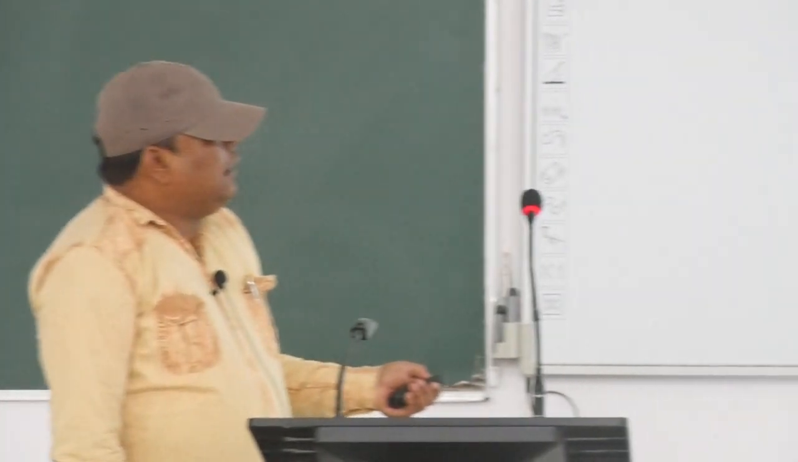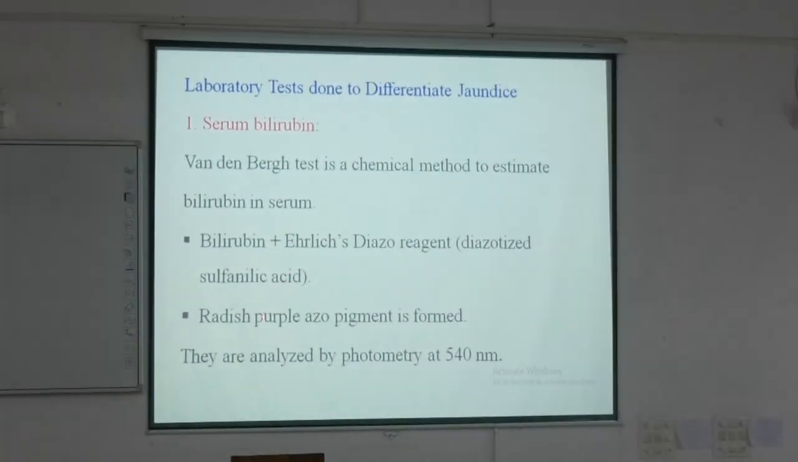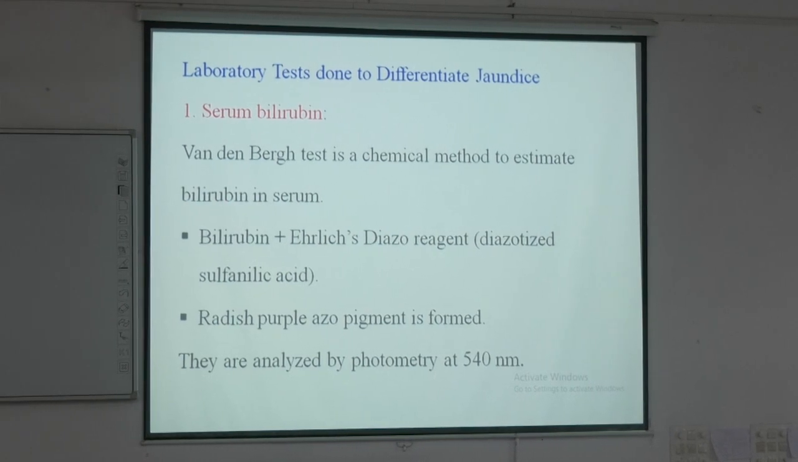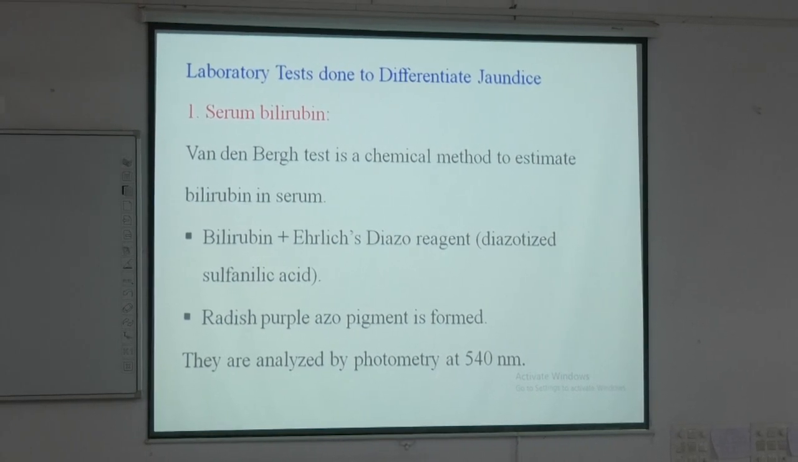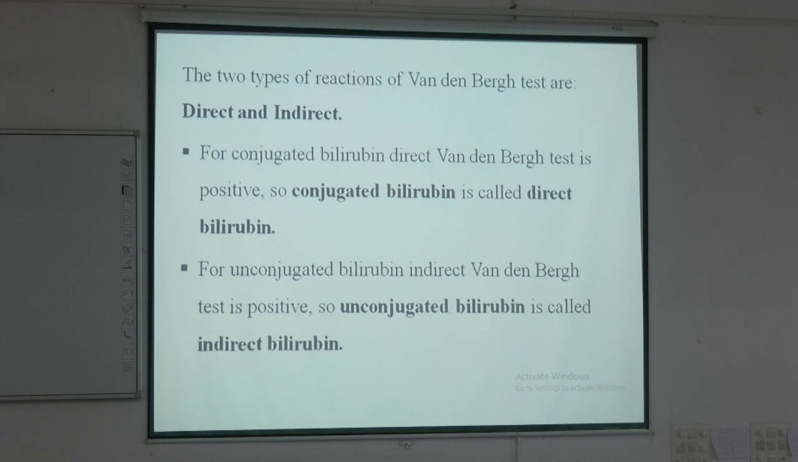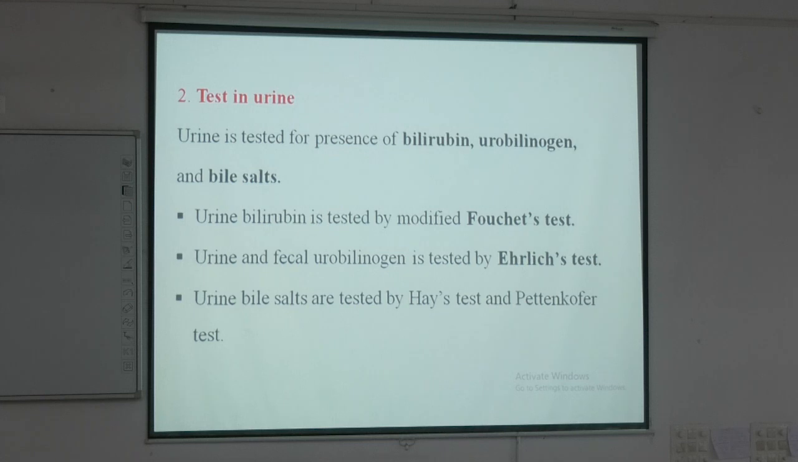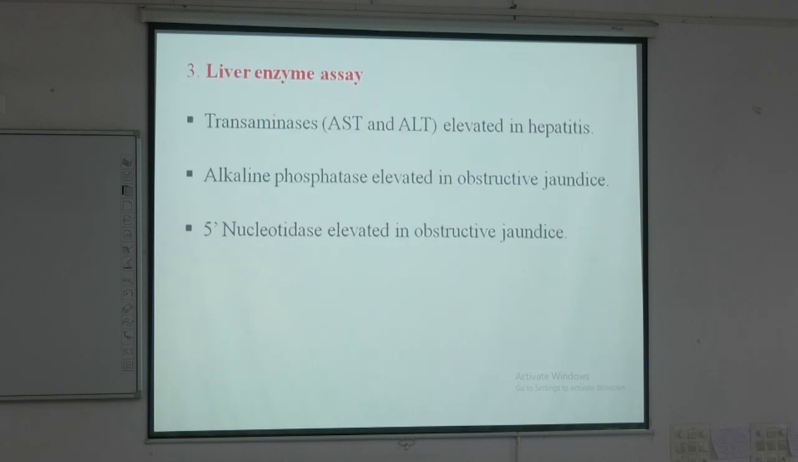These are the principles of this test. You will read this. I will give you the name of this test. You will read this whenever you make the notes. Because sometimes the question is asked, what is the Van den Bergh test and in which clinical condition do we perform this test? Questions may be asked. It is not an easy topic. It is a very important topic. Direct bilirubin, indirect bilirubin; in the urine, Fouchet test, Ehrlich test we do. Okay, Ace test and Pettenkofer test. Pettenkofer test is for bile salts. Okay, liver enzymes are also elevated.